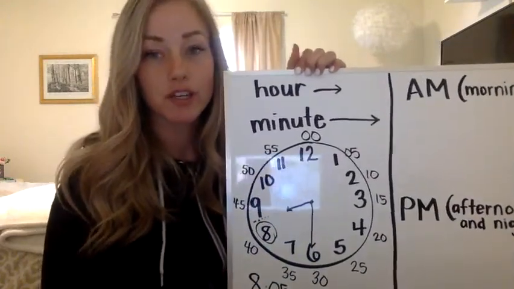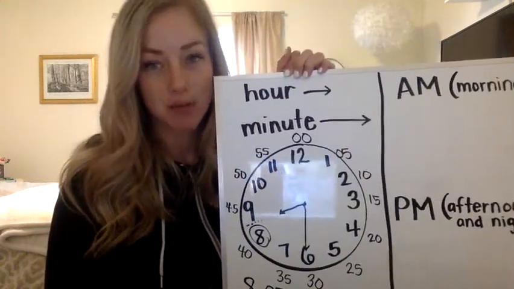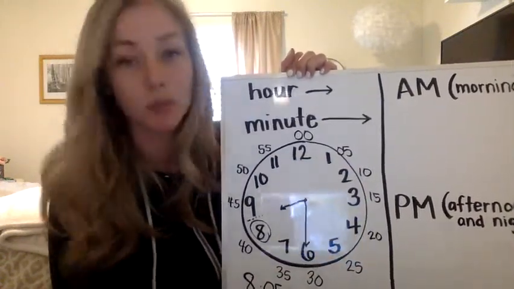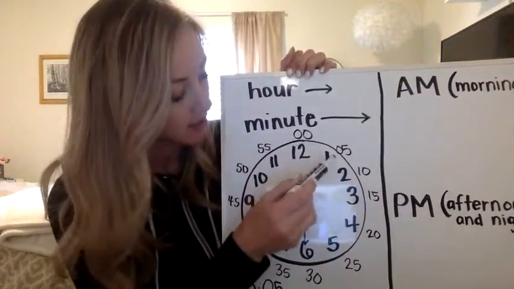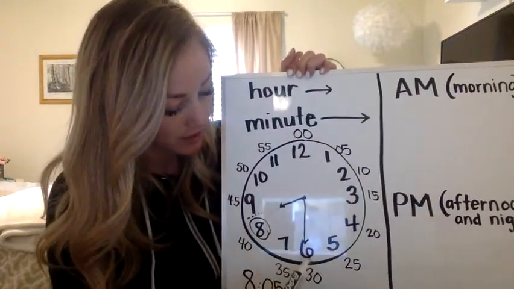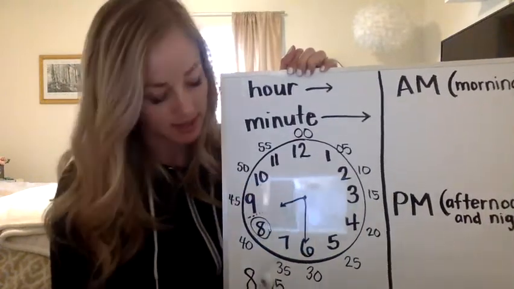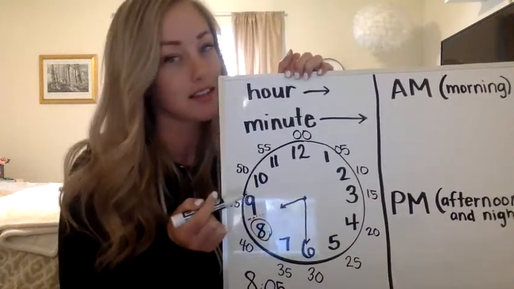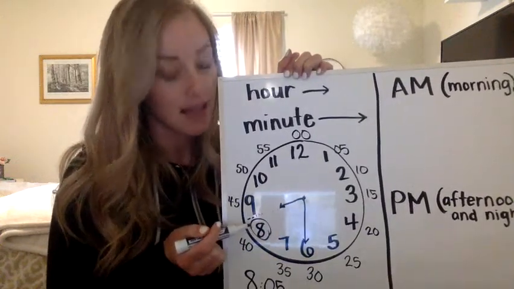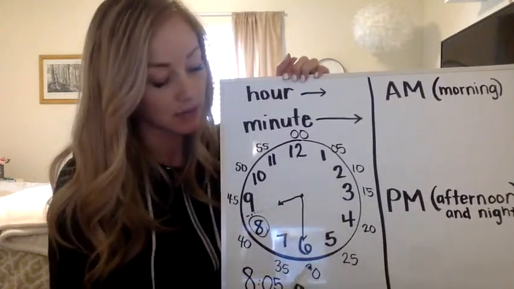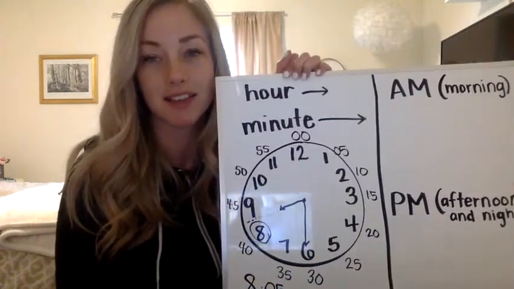So when you're figuring out the minutes, just count by fives. So if the minute hand is pointing to the 6, we're going to count by 5 starting at the 1. So 5, 10, 15, 20, 25, 30. So this time is 8:30 because the hour hand hasn't gotten to the 9 yet, so it's still an 8. And the minute hand is pointing at the 6, and if we count by fives, that would be 30. So that time is 8:30.